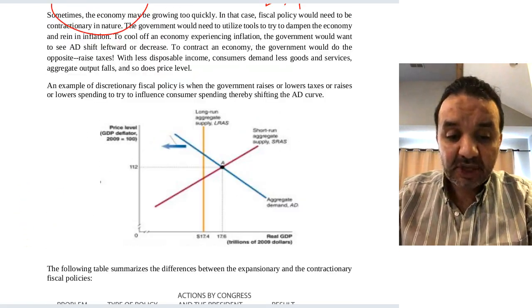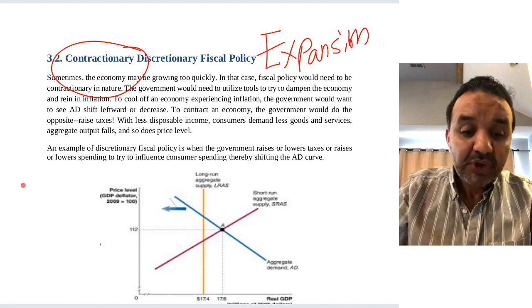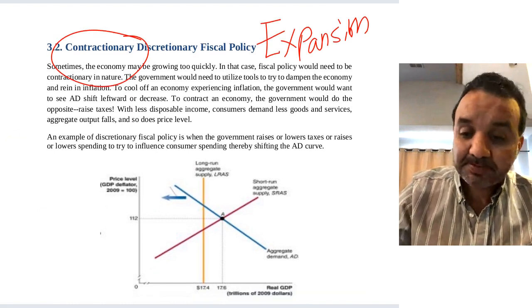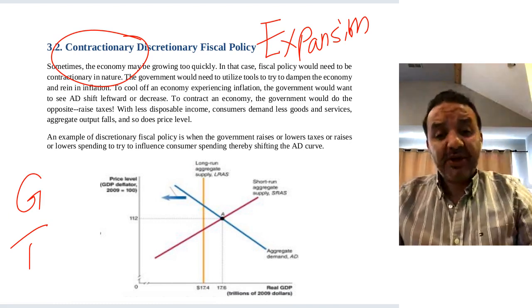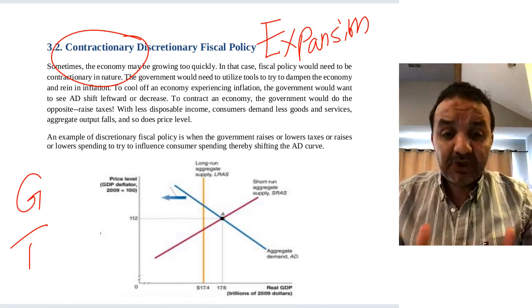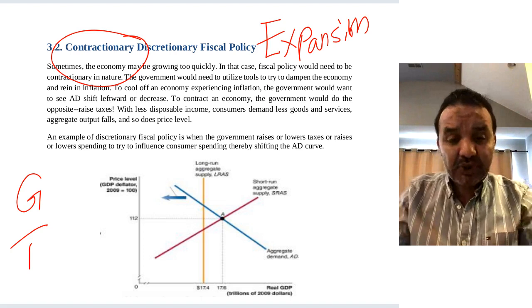Okay, what about the tools? We still have the same tools here, which are government spending and tax cuts. But the direction of these tools will be the opposite because the market is already expanding. So we want to contract the economy.